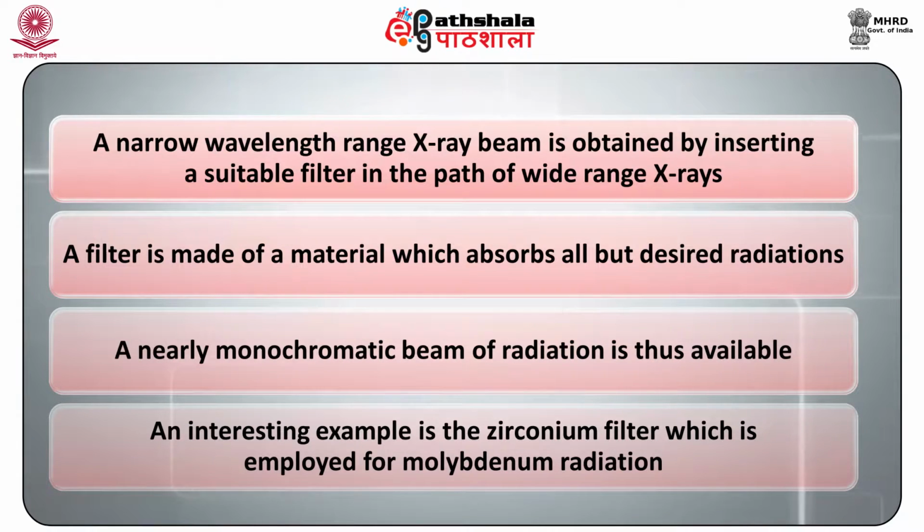A filter is made of a material which absorbs all but desired radiations. A nearly monochromatic beam of radiation is thus available. An interesting example is the zirconium filter, which is employed for molybdenum radiation.